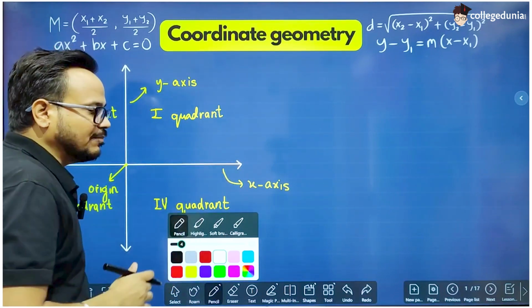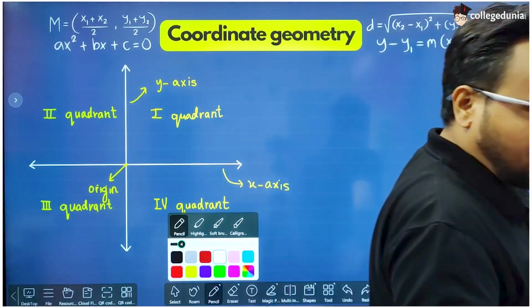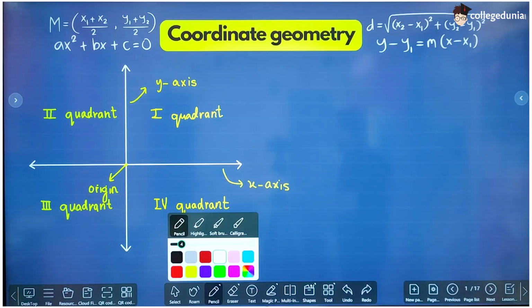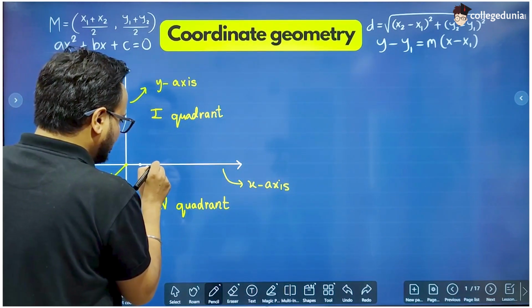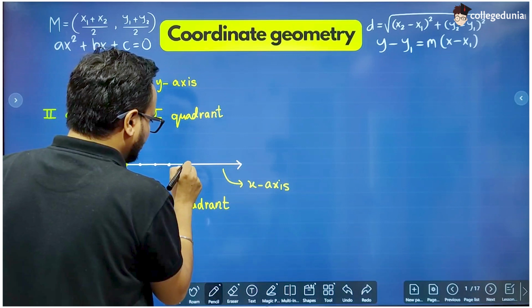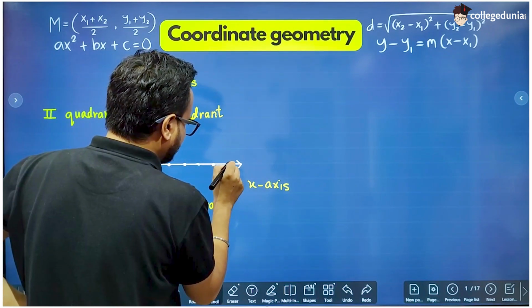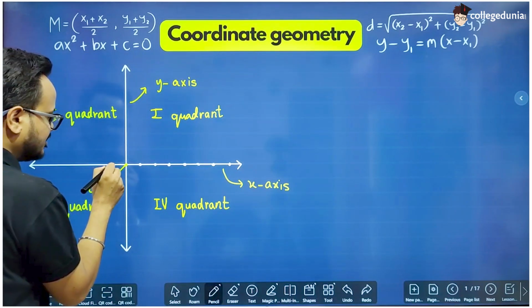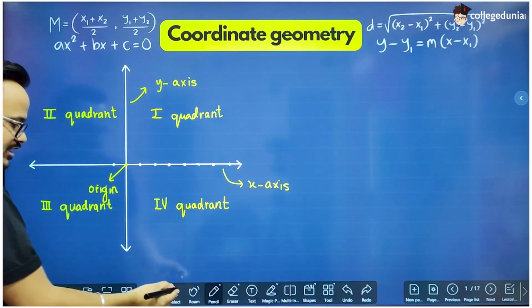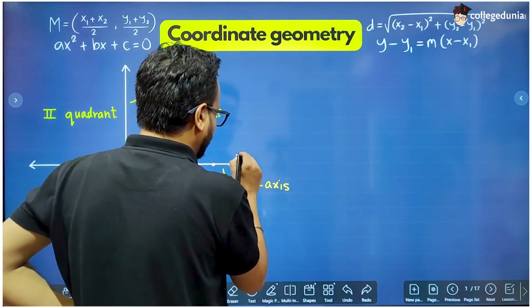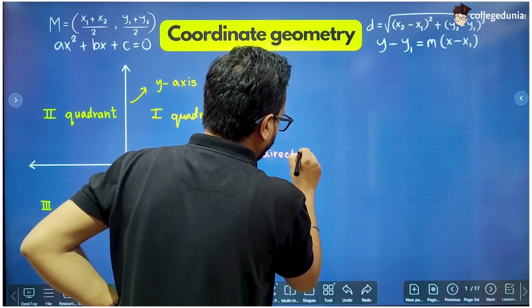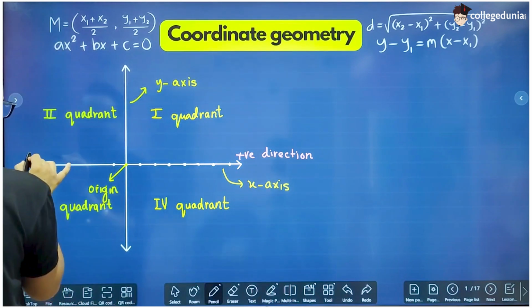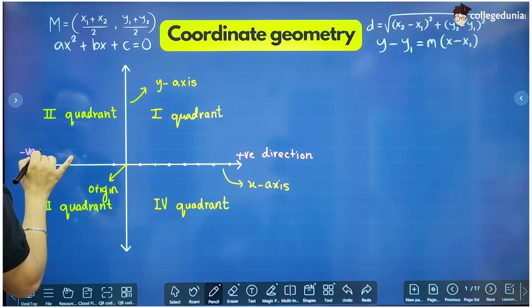This right hand side is the positive direction of x-axis. The points starting from origin, which is taken as 0, are plotted at equal intervals on this line. So this is 1, 2, 3, 4, 5, 6, 7 and so on. And this is -1. This is called the negative direction of x-axis. This is the positive direction of x-axis, and this is the negative direction of x-axis.